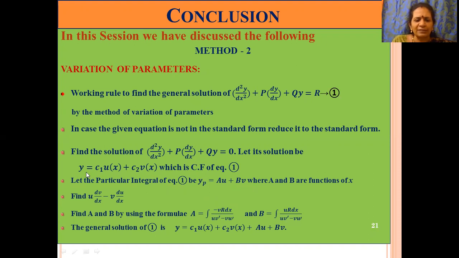So this is a yc, this is a yp. After getting yp and yc, then find out uv dash minus vu dash. Why are we finding uv dash minus vu dash? For getting capital A and B values, these are the formulas for A and B. In the denominator there is uv dash minus vu dash, so first you find out uv dash minus vu dash, then write down the general solution. Okay. Thank you. In the next lesson, we are going to discuss further solutions of differential equations. Thank you.